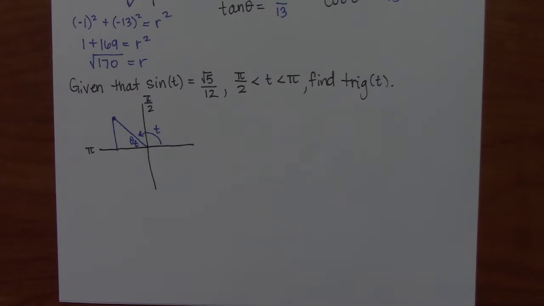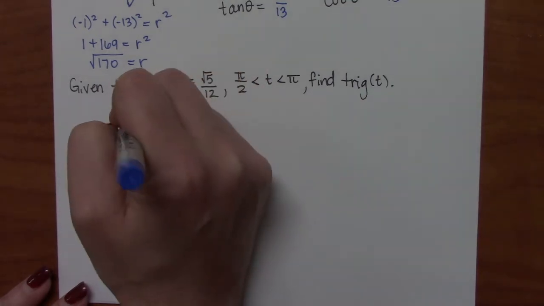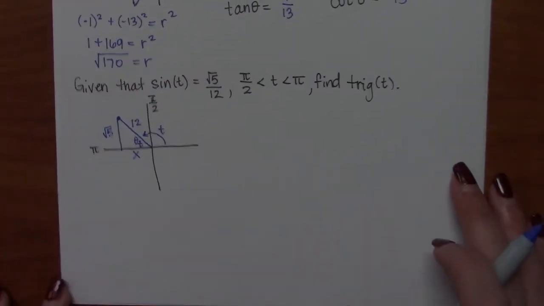So now what we've done is we've just given you 2 of the sides by giving you one of the 6 trig values. So if you know that sine is opposite over hypotenuse, right, then the opposite side we can give a length of square root of 5, and the hypotenuse we can give a length of 12. So square root of 5 is going to go here, 12 is going to go here, and now we're missing the x value.